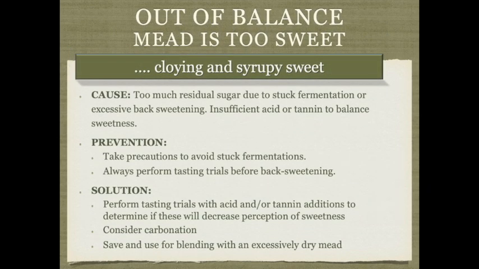So if the mead is too sweet, syrupy sweet, first you try to prevent that from happening to avoid a stuck fermentation, and always perform tasting trials when back sweetening. And like I already mentioned, you might perform some tasting trials with acid or tannin, see if that will help it, or even carbonation. Worst case scenario, it doesn't seem fixable. You might just save it and use it as a way to sweeten an excessively dry mead.